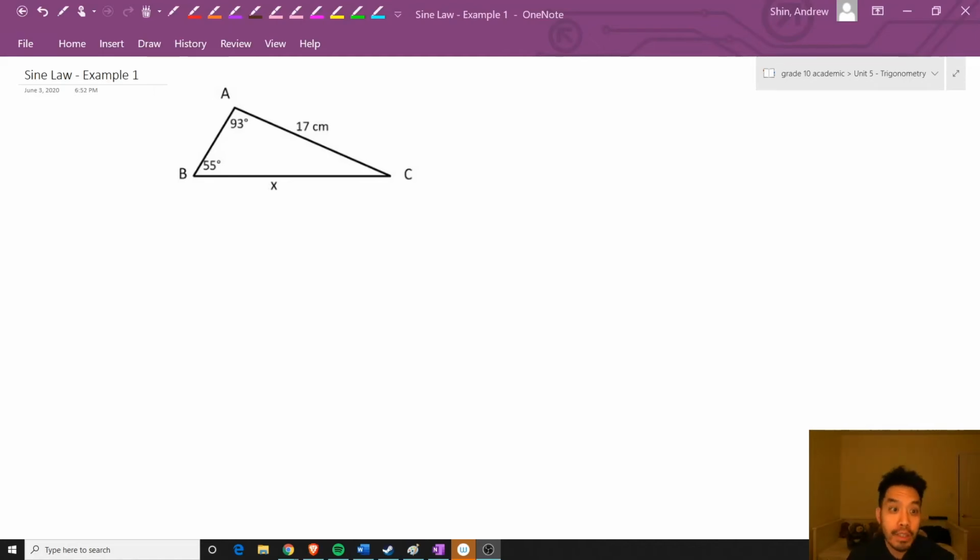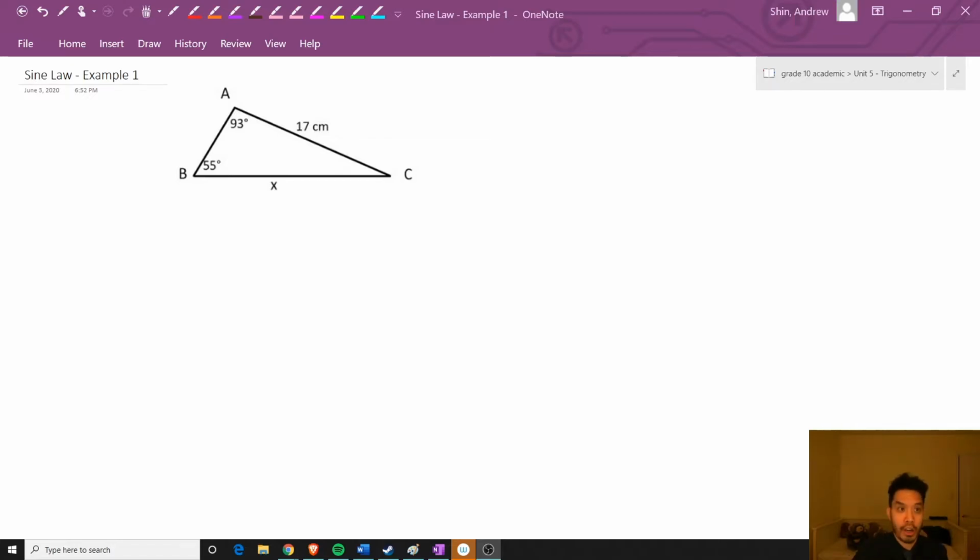We have triangle ABC here, and the first thing you've got to realize is that this triangle is not 90 degrees. Because this is not 90 degrees, you can't use the primary trig ratios, SOHCAHTOA, to solve this question. You've got to use sine law. It's a little bit more effective than those ones.